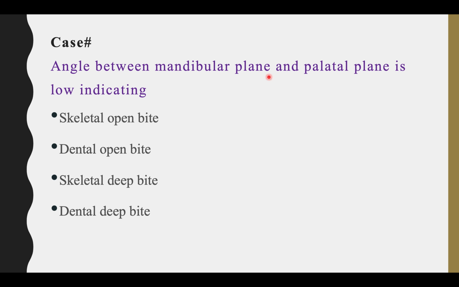So, we all know that the mandibular plane can be considered as a tangent of the lower border, and the palatal plane is nothing but a line between the ANS and PNS. Okay. So, the questions can be asked irrespective of the value. Sometimes they may give you values, sometimes they may ask you like this.